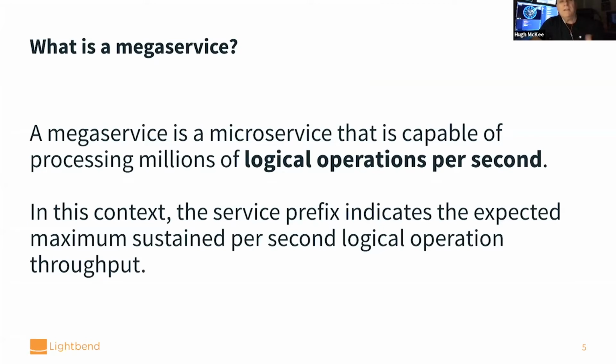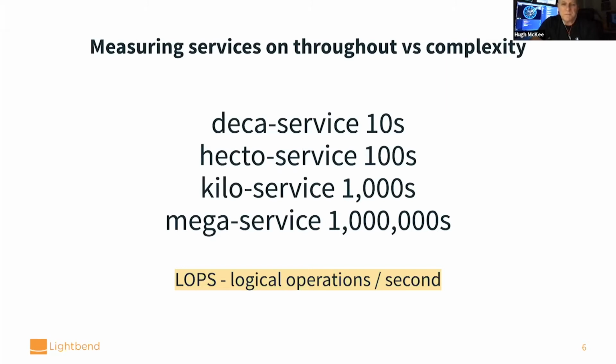But now I just wanted to take the focus away from the scope of the code to the level of performance that we're looking for in these services. So what I'm saying is that the definition here is: a megaservice is a microservice capable of processing millions of logical operations per second. So the prefix is really about performance.